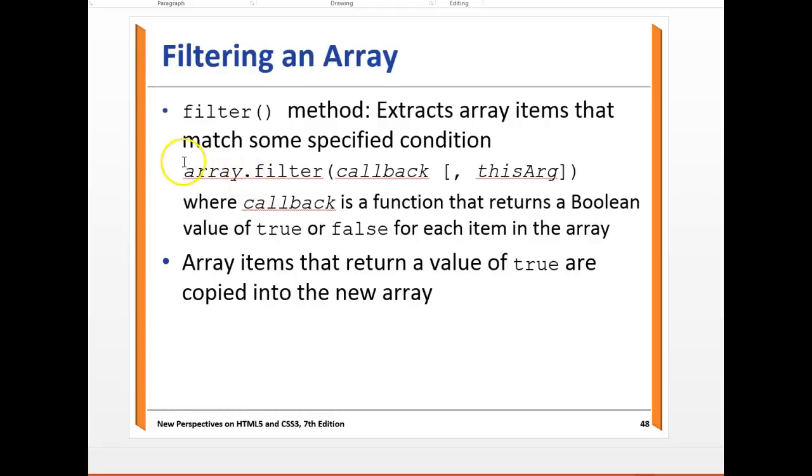The structure would be array.filter(callback, this), where the callback is the function that returns a Boolean value of true or false for each item in the array. The array items that return a value of true get copied into the new array. So the array items that return true will be copied into the new array.